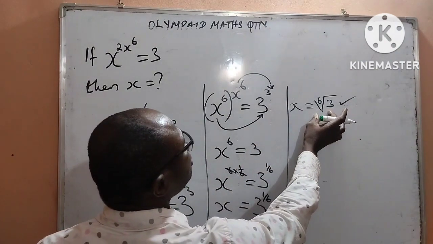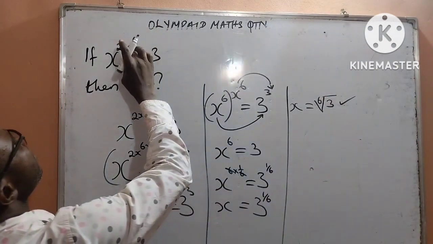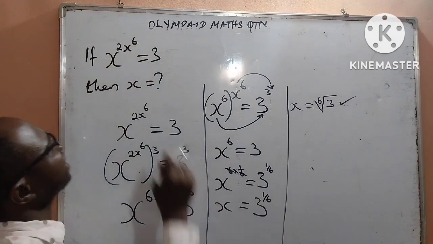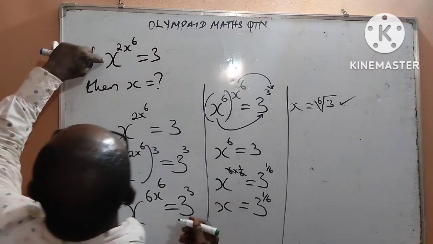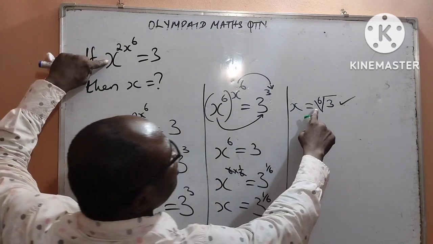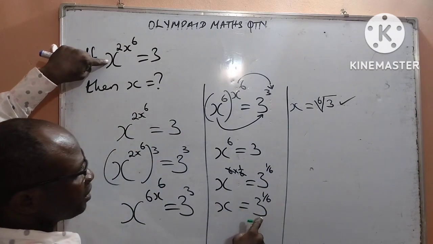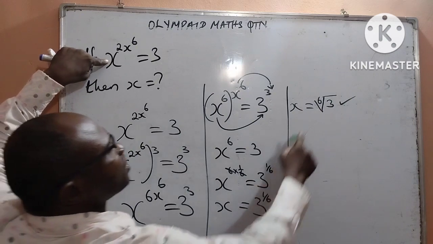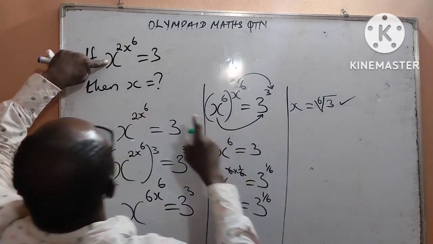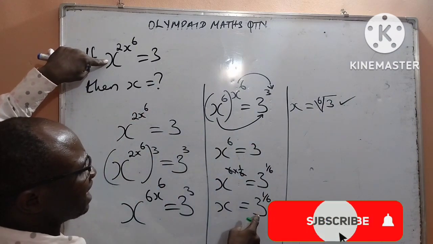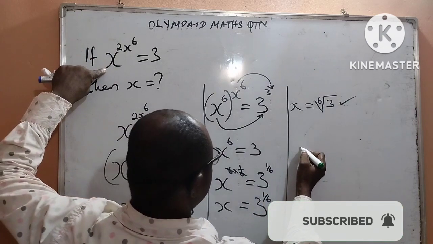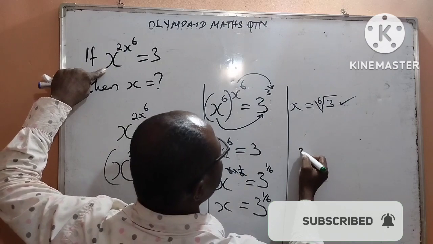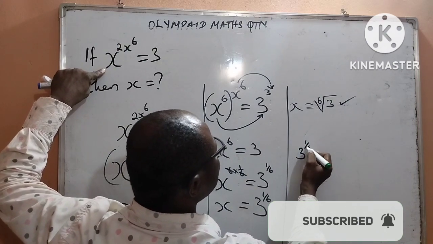Then a quick one. Let us substitute this answer into the question that we are given to ensure that it will give us 3 on the right hand side. What does that mean? That my x now is 3 to the power of 1 over 6, which is the same thing as the 6th root of 3. So I want to quickly replace it as 3 to the power of 1 over 6. So x here will now be 3 to the power of 1 all over 6.